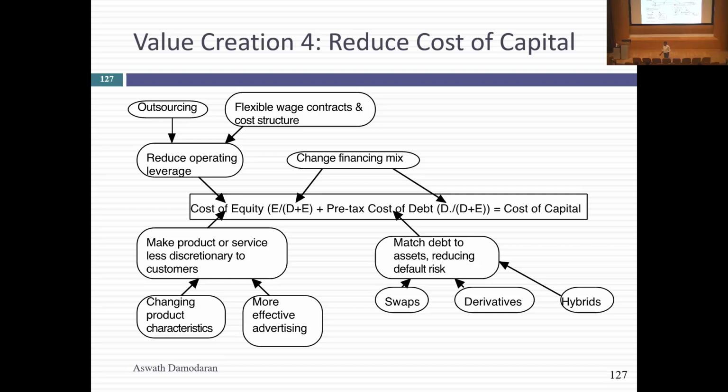It's a fixable problem nowadays with swaps and derivatives. You see the effects of mismatch, right? SVB, classic example of what happens when you mismatch. So, stop mismatching things.